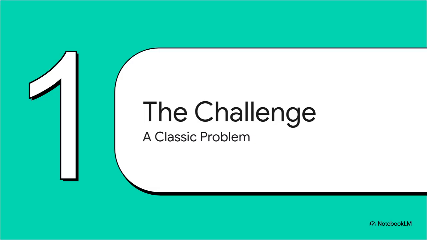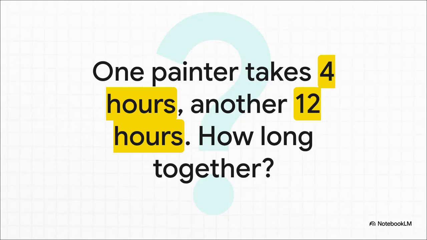We're going to jump right in with a question you've probably seen 100 times in one form or another. Think of this as our guinea pig for all the methods we're about to learn. So here it is, the classic painter problem. You've got one painter who's pretty fast, gets it done in 4 hours. Then you have another who's, well, a bit more methodical, taking 12 hours.